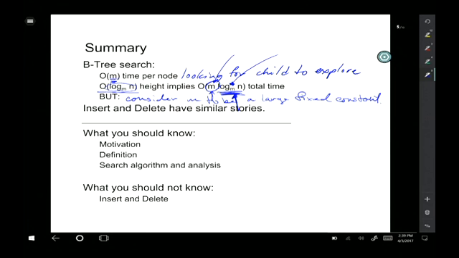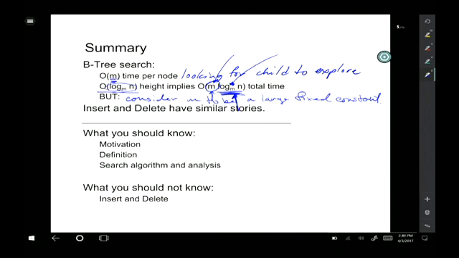What you don't need to know are the details of insert and delete, though I believe the BTrees lab will have you puzzling over those a little bit. You should be happy if you get about halfway done with the BTrees lab. I encourage you to press on, but it does take a while.